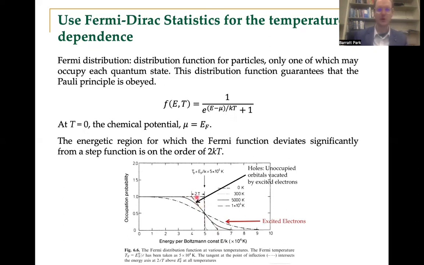And so these are called hole states. The energetic difference between the occupied excited electronic states and the hole states has a characteristic energy of about 2 kT, right? And so as you increase the temperature, you start to have holes at lower and lower energies and excited electrons at higher and higher energies.